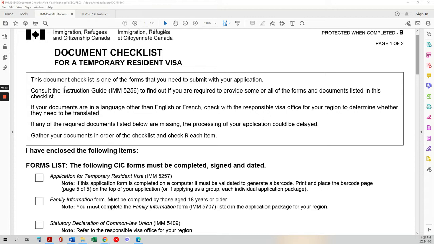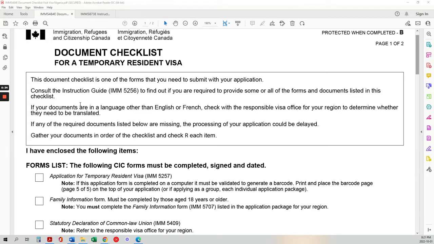Now, today we're going to discuss the document checklist for a temporary resident visa for Canada. So take a moment and let's go through this together. This document checklist is one of the forms that you will need to submit with your application. So make sure when you go through it, you have everything that pertains to you on the list.